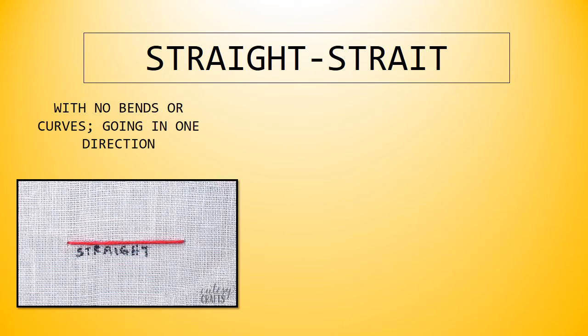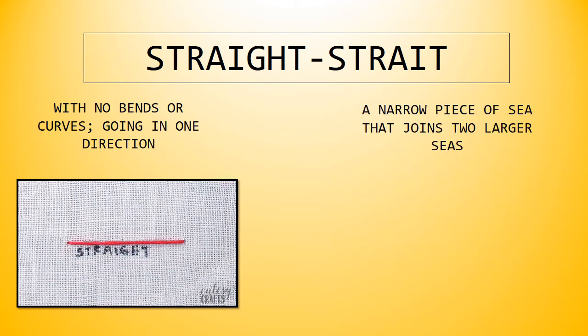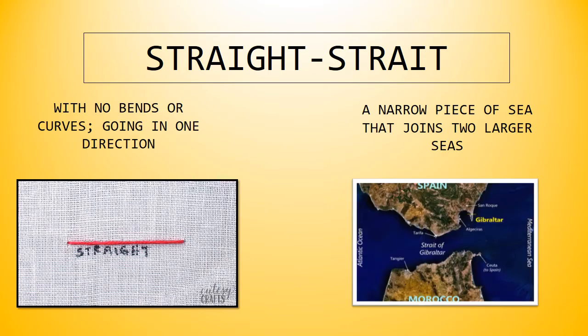And its homophone STRAIT means a narrow piece of sea that joins two larger seas. You must have heard about this word STRAIT in geography. And the major straits of the world are Palk Strait, Otranto Strait, and Cook Strait. This is a very important pair of homophone words. Please do remember it.